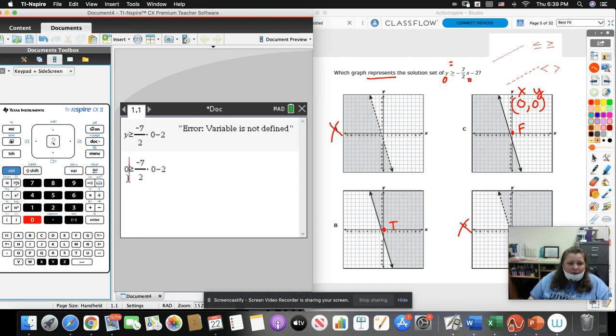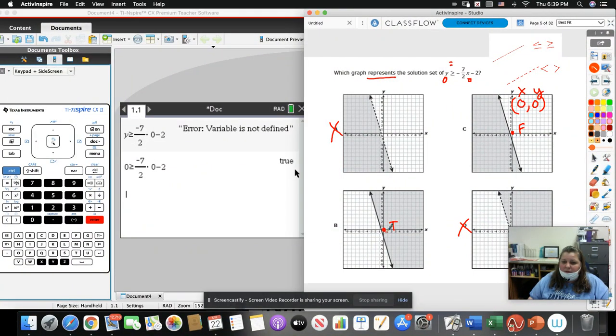I'm substituting the point 0, 0. When I hit enter, it tells me it's true. So that means 0, 0 is in the shaded region. It's true. There's my answer. Okay, so I eliminated 2 answers with the line, the dashed or the solid. And then I chose the point 0, 0. This one's in the shaded region, so that means it would give me true.